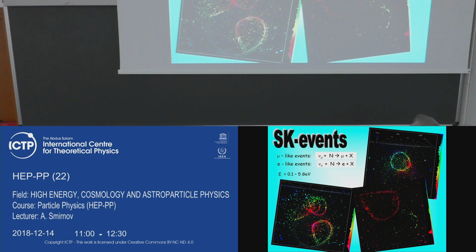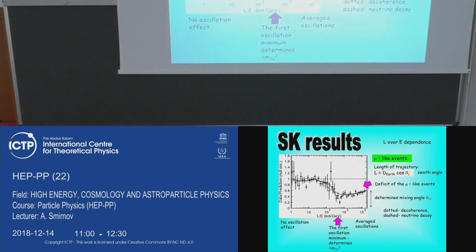I think I showed this already before. These are mu-like events, when a muon neutrino interacts to produce a muon in the final state, and then you see some tracks, some rings which correspond to muons and to electrons. So they detect mu-like events and e-like events, and they can then see the ratio of these events. The ratio was of the order of 1, so close to 1, instead of being 2. So that was one of the indications.